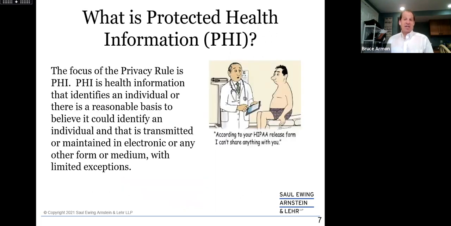What is PHI? PHI is a very, very broad definition of information. It's anything that identifies an individual, or there's a reasonable basis to believe it could identify an individual. And you'll see at the end of the definition where it's important, no matter how it's maintained, whether we have paper charts or electronic charts or any other form of medium, any of that information can be considered PHI. So all of the interactions that you have with your patients, no matter how you're recording that information, are likely going to be considered protected health information, and we need to make sure things are handled accordingly.